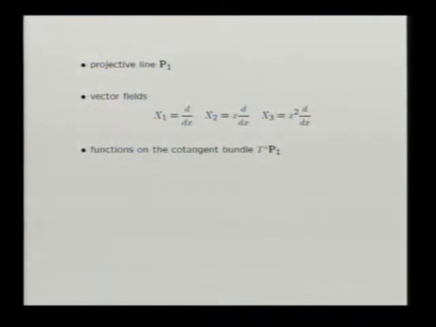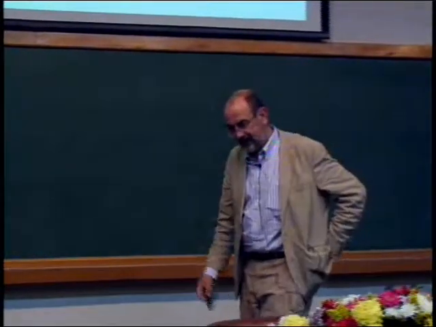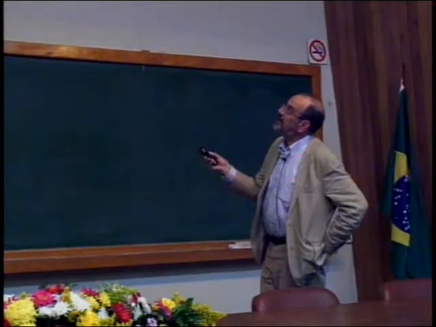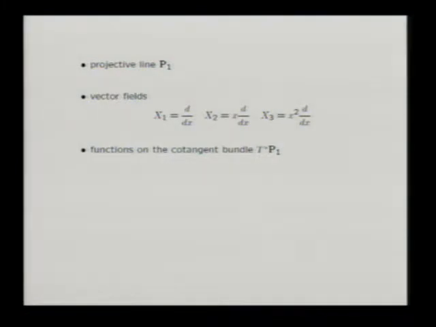So here's a projective line, two-sphere if you like, and the projective line has the three-dimensional group of projective transformations acting on it, the Möbius transformations. They are generated by three vector fields, and if I think of x as being an affine coordinate on P1, if you like, if I think of removing the point at infinity from the Riemann sphere and thinking of x as a coordinate on C, then these vector fields look like this. Well, this is a basis for these vector fields.